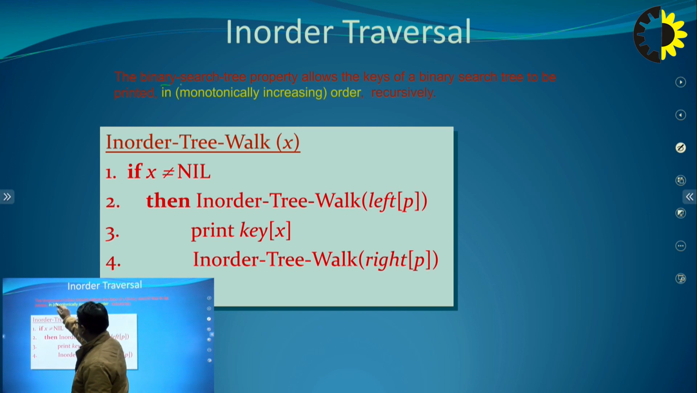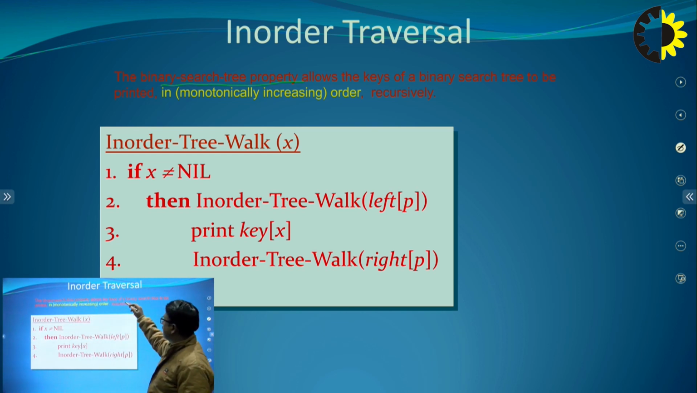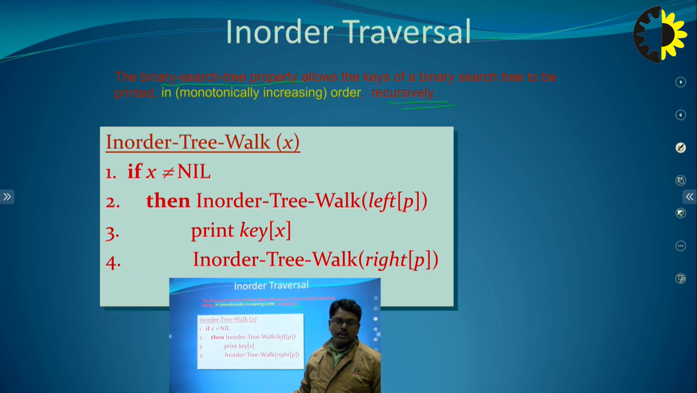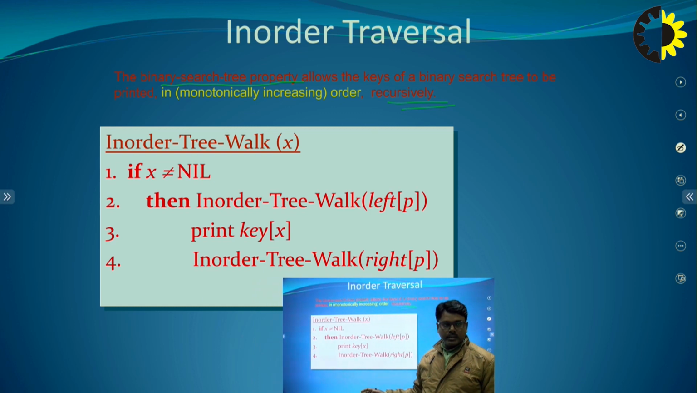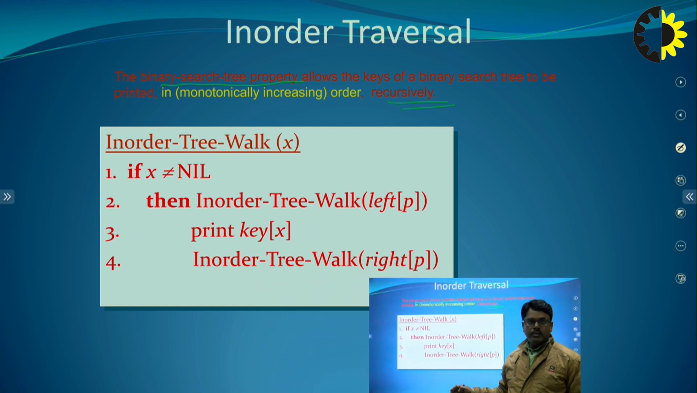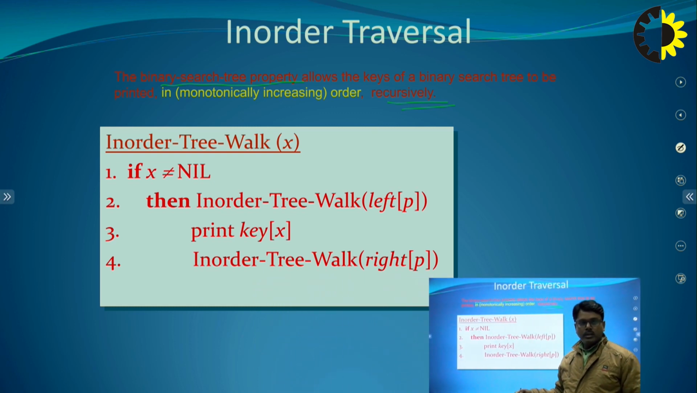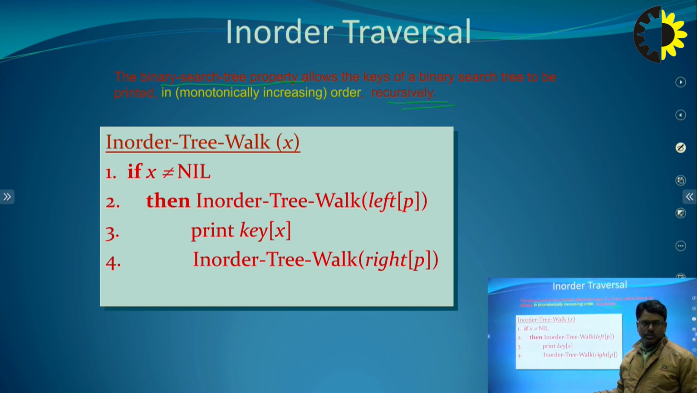So for a binary search tree, we are using the property that allows the keys of a binary search tree to be printed in monotonically increasing order, recursively. As we already know, the recursive property is very important for a nonlinear data structure. In the case of a tree, we mostly use the recursive nature of the pseudocode, program or algorithm that is to be followed here.